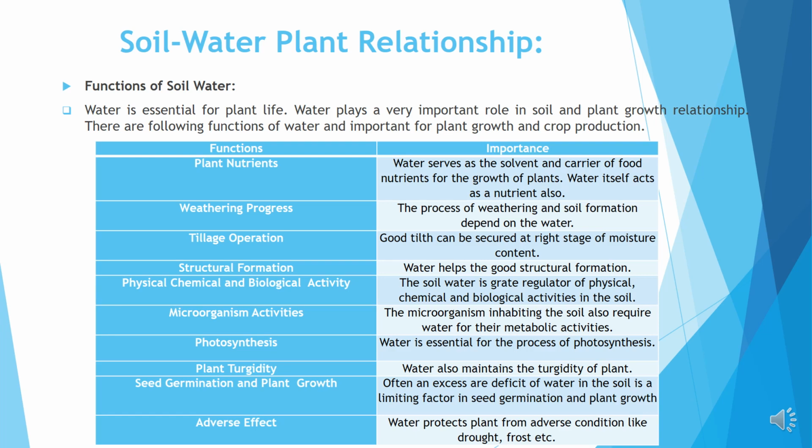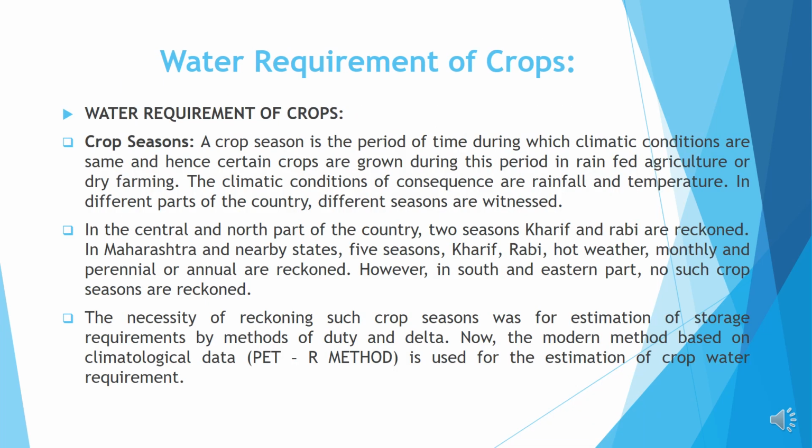Water requirement of crops. Crop seasons. A crop season is a period of time during which climatic conditions are same and hence certain crops are grown during this period in rain-fed agriculture or dry farming. In the central and north part of the country, two seasons, Kharif and Rabi, are reckoned. In Maharashtra and nearby states, five seasons, Kharif, Rabi, hot weather, monthly, and perennial or annual are reckoned. However, in south and eastern part, no such crop seasons are reckoned.